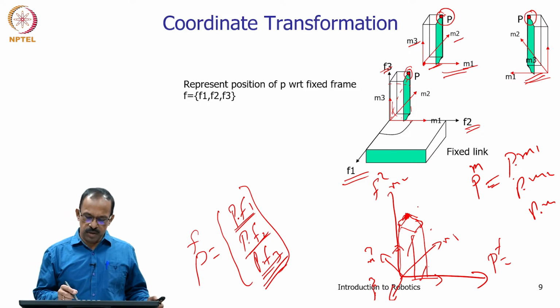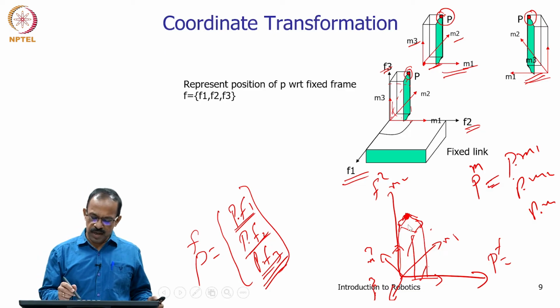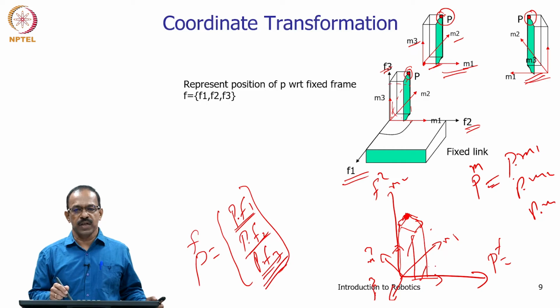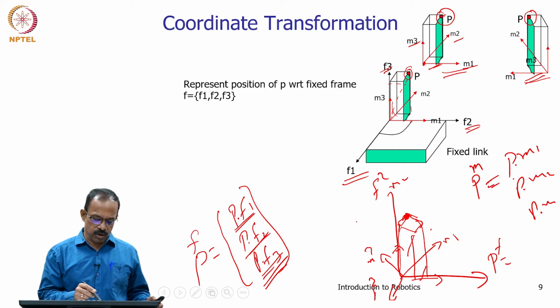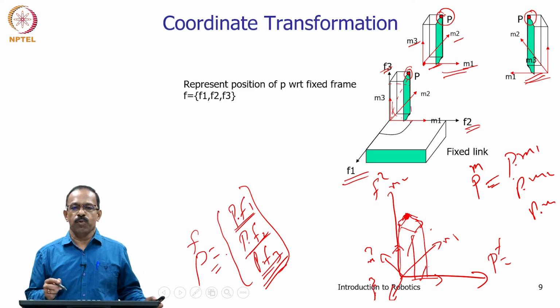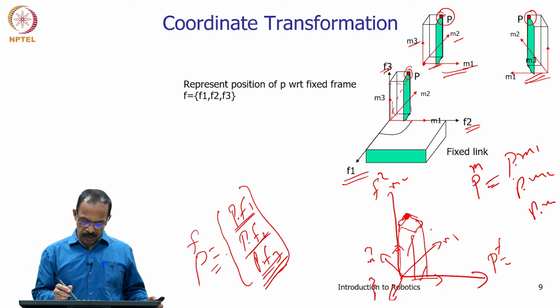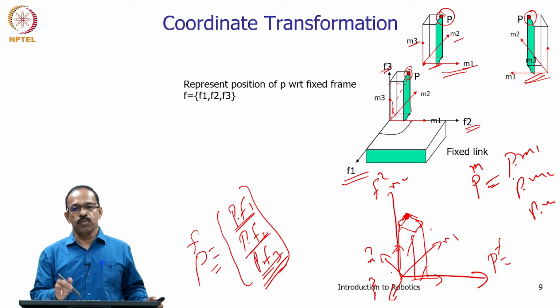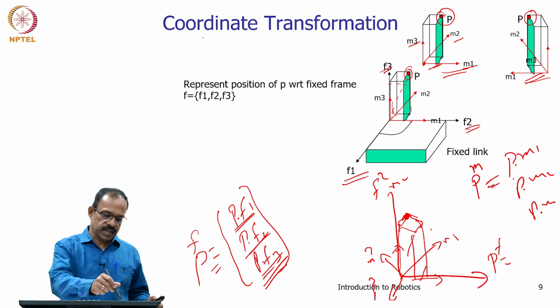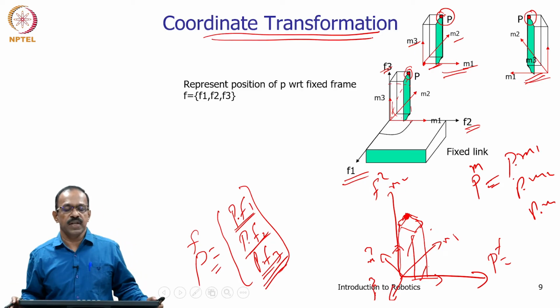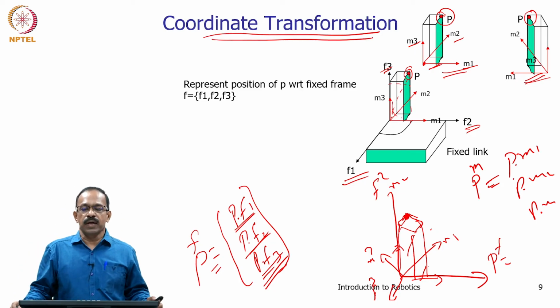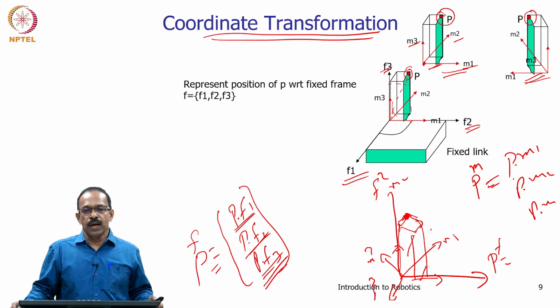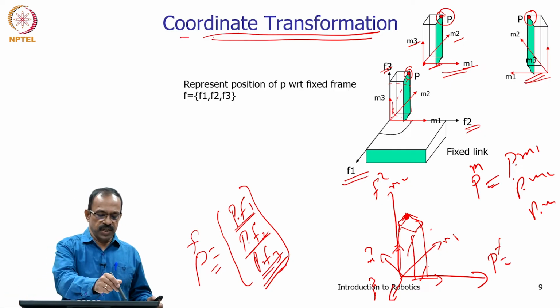And therefore, if we need to represent the position of P with respect to the fixed frame when it is moving, we will need to find a method to find out what PF is when the object is moving with respect to the fixed frame or with respect to its own frame. That is basically the transformation of coordinates. How do we represent the position of a point in 3D space, or the position of a point in an object, when the object is moving with respect to a reference frame? How do we represent the position is the question of coordinate transformation.